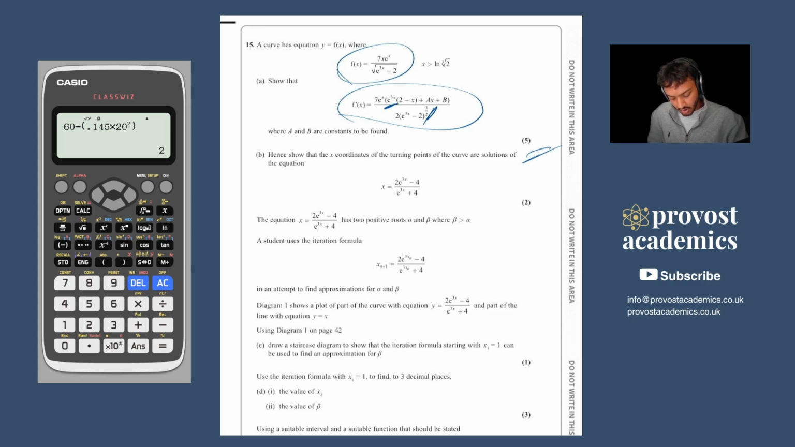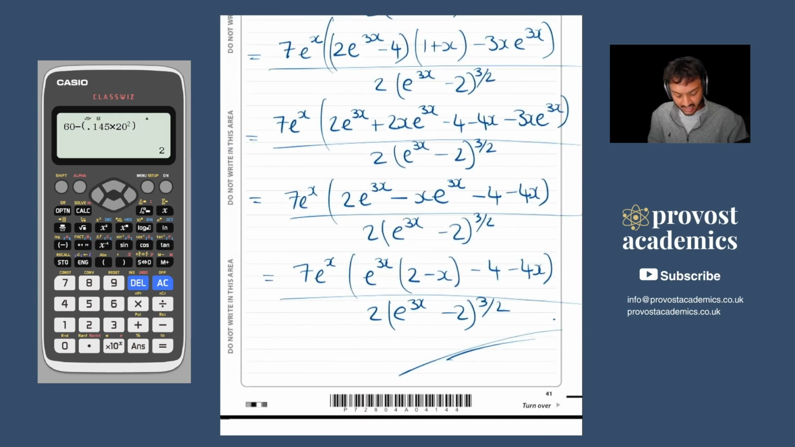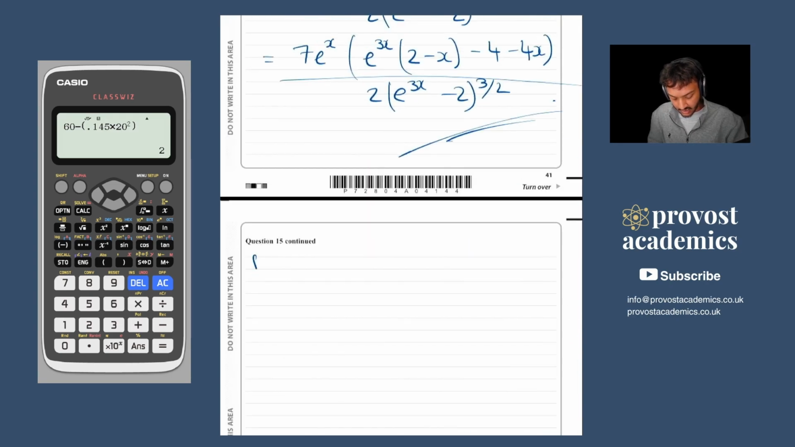Part B. Show that these are the turning points. All right, so we found the derivative, so we can just set it equal to 0, I guess. So we can say part B, f dash x is going to be equal to 0 at the turning point. So therefore 7 e to the x.